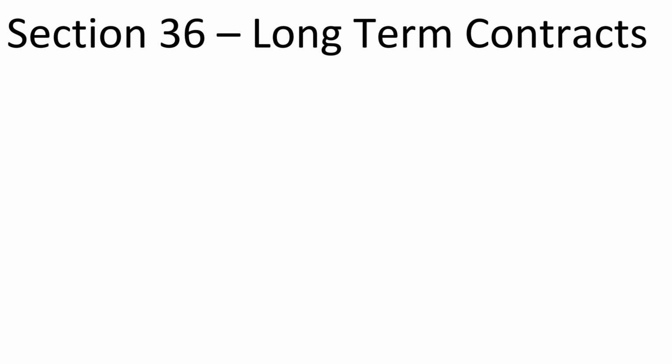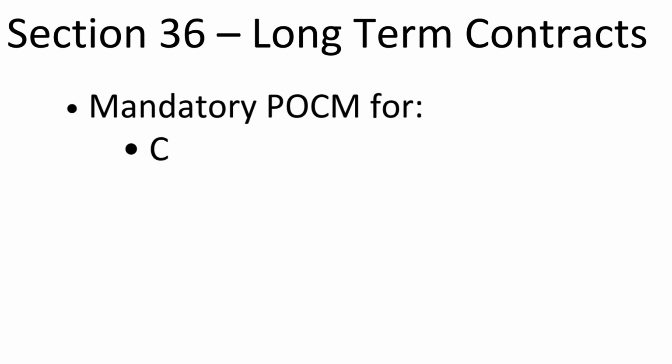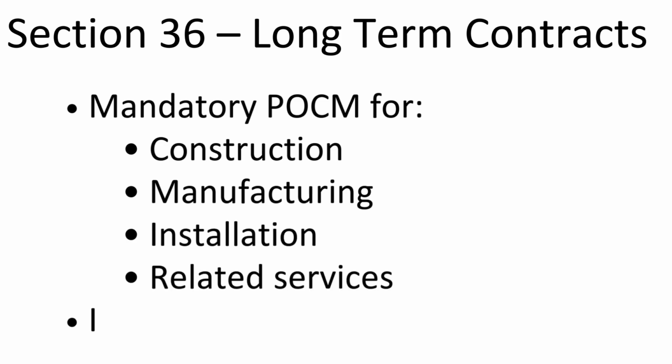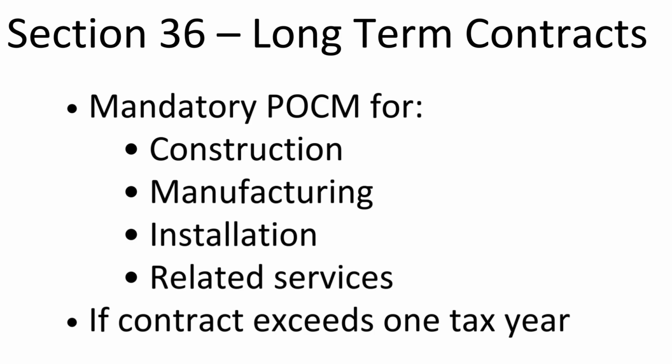Section 36 deals with income arising from long-term contracts. It specifically applies to contracts involving construction, manufacturing, installation, or related services. If a contract is not completed within the same tax year in which it commenced, the law mandates the use of the percentage of completion method. For developers, construction activity clearly falls within this definition. Therefore, Section 36 applies directly to real estate development projects.